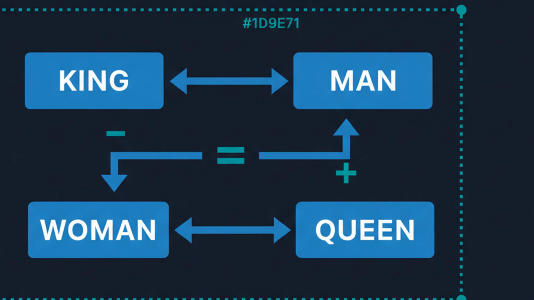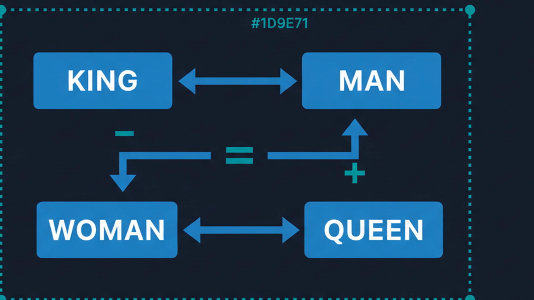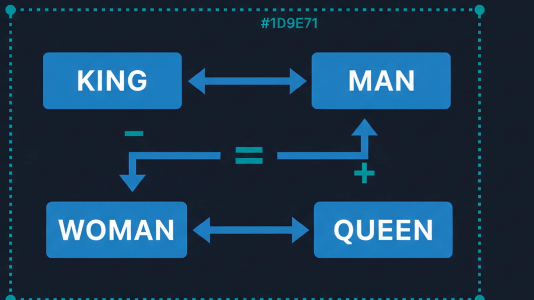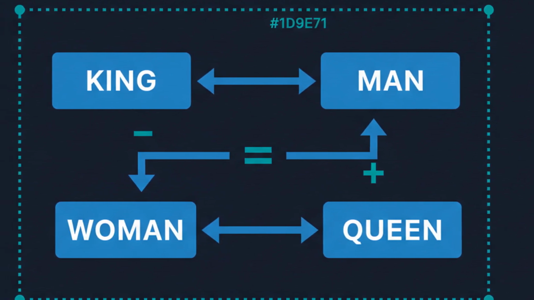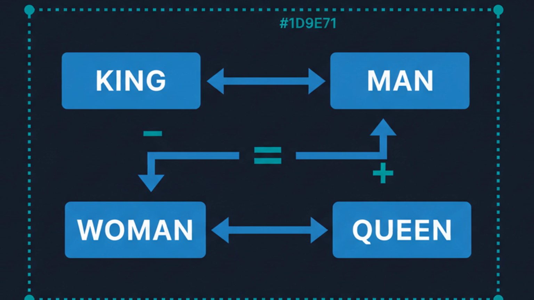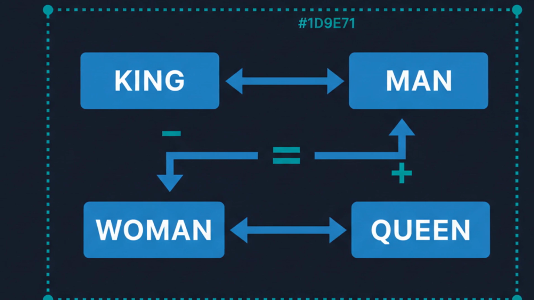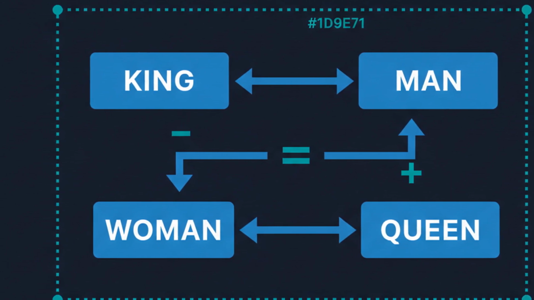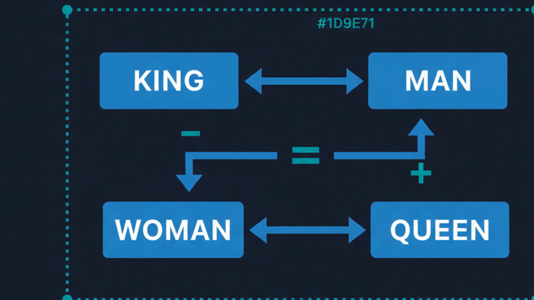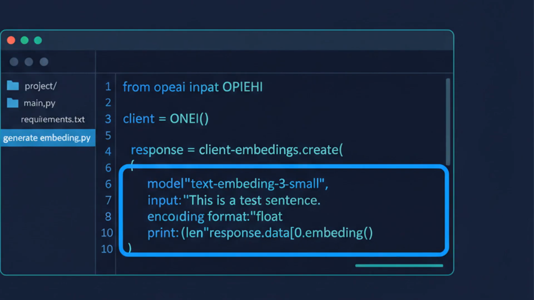Here's the result that blew people's minds back when word embeddings first appeared. Because meaning lives in this number space, you can literally do arithmetic with it. Take the vector for king, subtract man, add woman, and the closest point you land on is queen. The model captured the concept of royalty and the concept of gender as directions you can move along. Meaning became math.